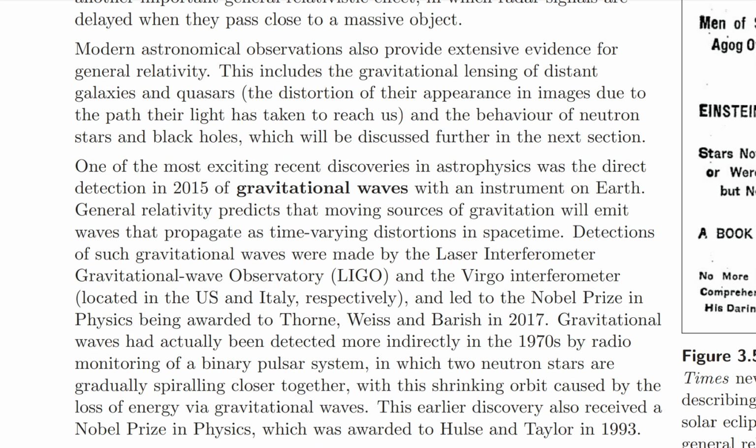This includes the gravitational lensing of distant galaxies and quasars, the distortion of their appearance in images due to the path their light has taken to reach us, and the behavior of neutron stars and black holes, which will be discussed further in the next section.